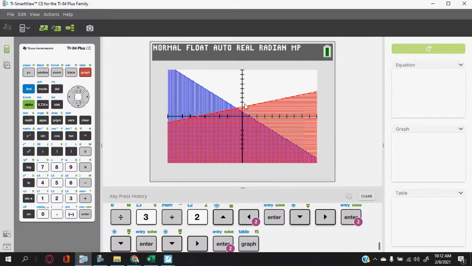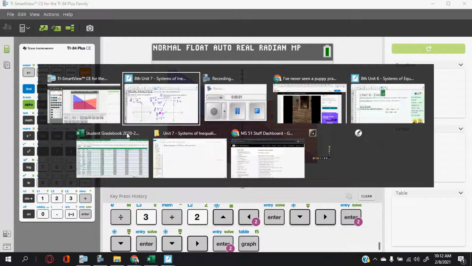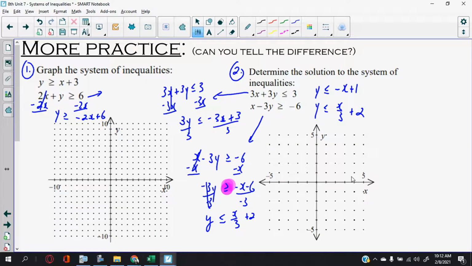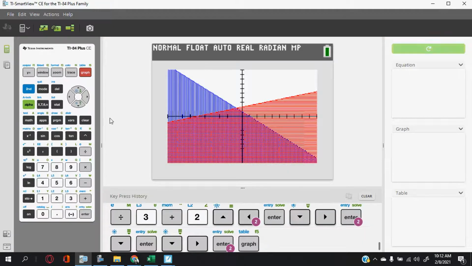By the way, you might be thinking, Mr. Ring, how do you show them the solution? Because it literally says determine the solution. So you might be wondering that. All right, so here's what I'm gonna do. I'm gonna take a screenshot of this and tell you how to label the answer.